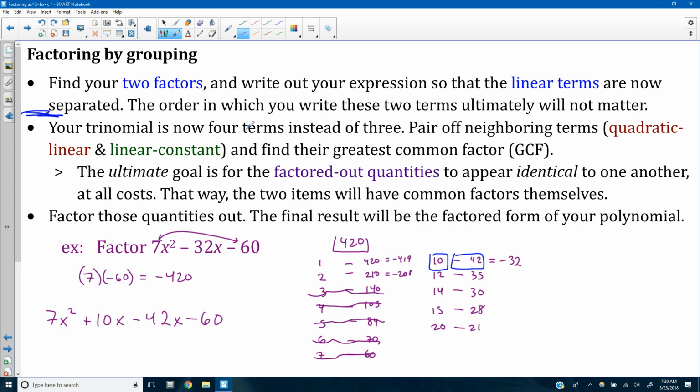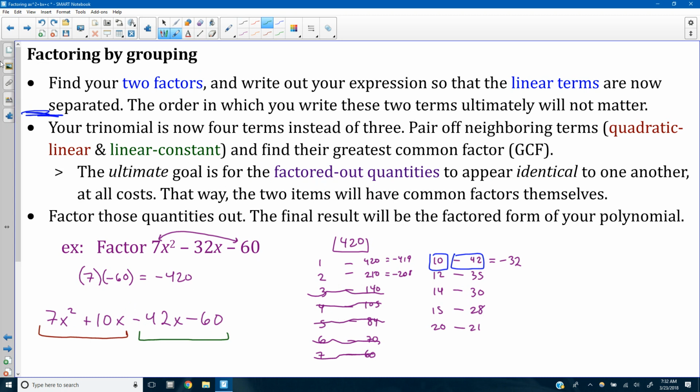Your trinomial is now 4 terms instead of 3. Pair off neighboring terms, the quadratic with the linear right next to it, and the linear with the constant right next to it, and find their greatest common factors, the GCF. So I'm going to pair off the quadratic term with the linear term that are right next to each other, and find a common factor among those two terms. And the linear and the constant terms that are right next to each other, I'm also going to find a common factor for those as well. The ultimate goal for this is for the factored out quantities to appear identical to one another at all costs. That way the two items will have common factors themselves.